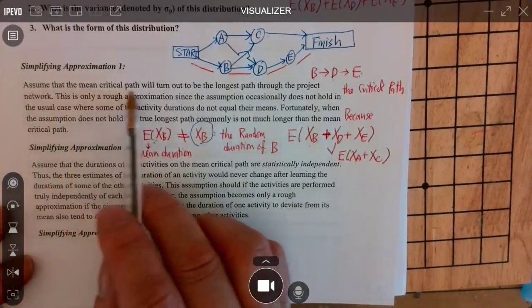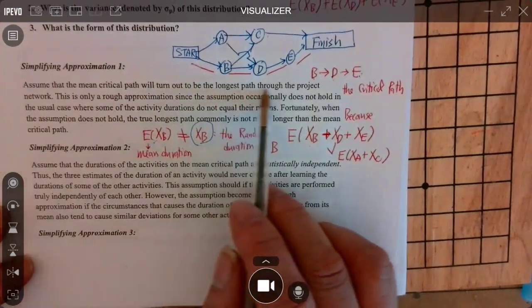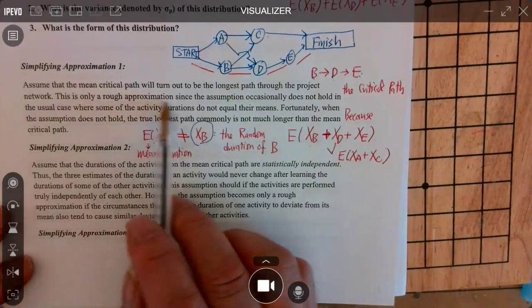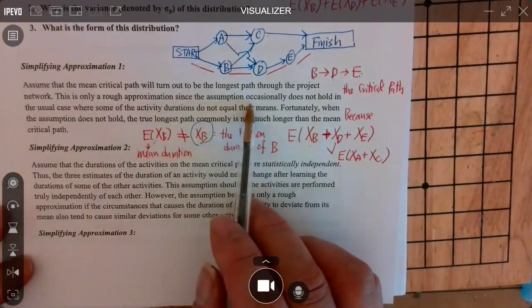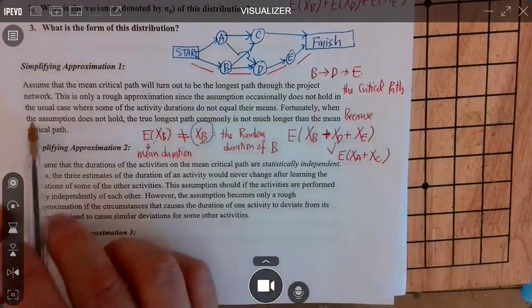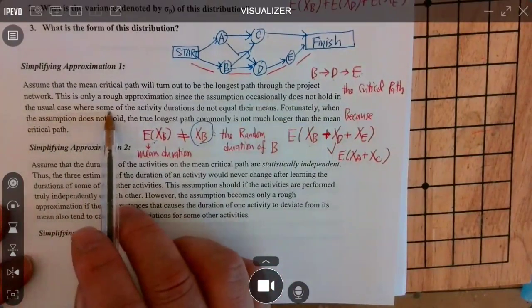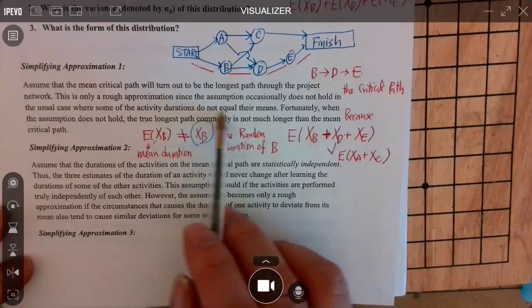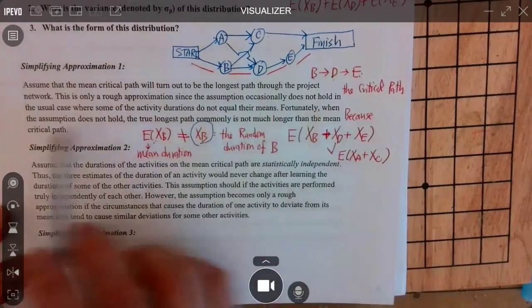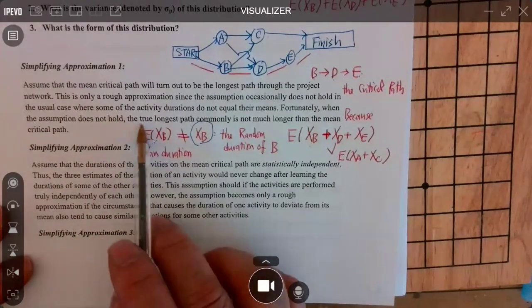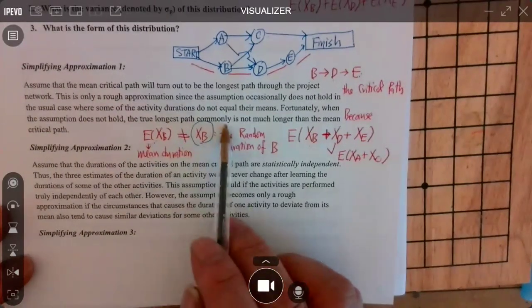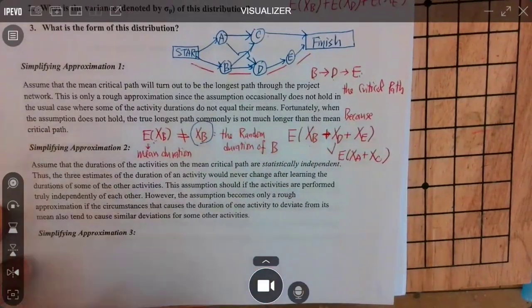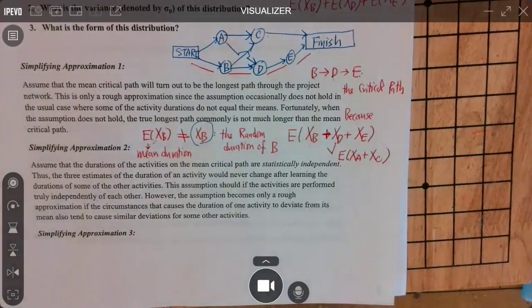Assume the mean critical path will turn out to be what? The longest path through a project network. This is only a rough estimation, since the assumption occasionally does not hold, in the usual case where some of the activity durations do not equal their mean. Fortunately, when the assumption does not hold, the true longest path commonly is not much longer, okay, than the mean critical path. That's the first assumption we made, okay?